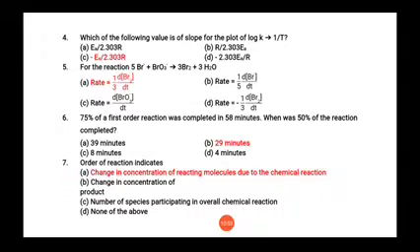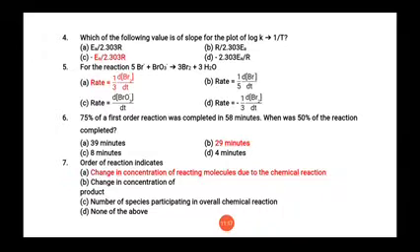Next, that is question number 7. Order of reaction indicates: option A, change in concentration of reactant molecules due to the chemical reaction. B, change in concentration of product. C, number of species participating in the overall chemical reaction. And D, none of the above.